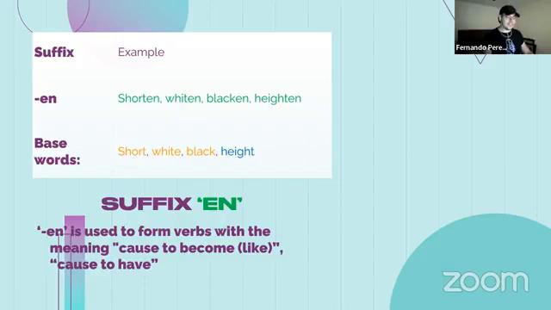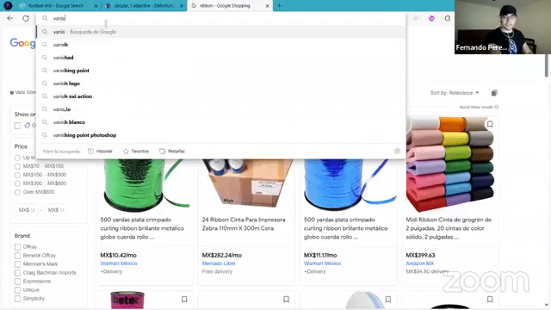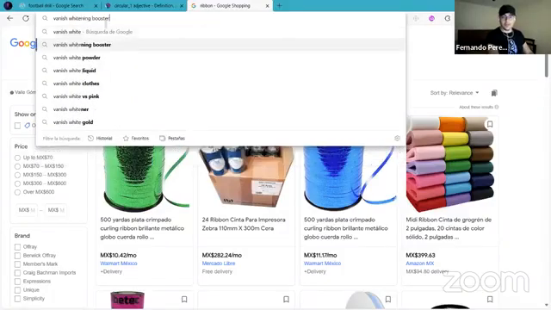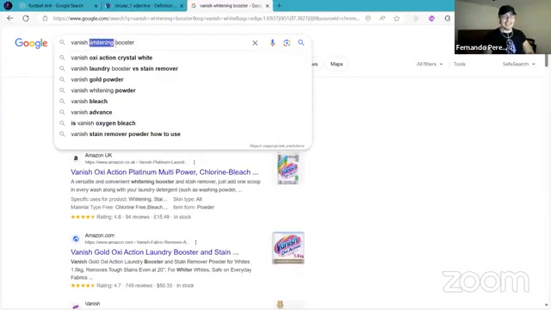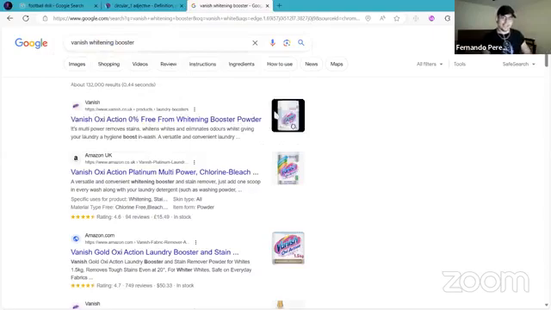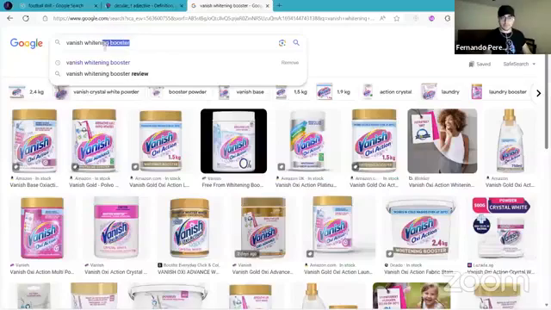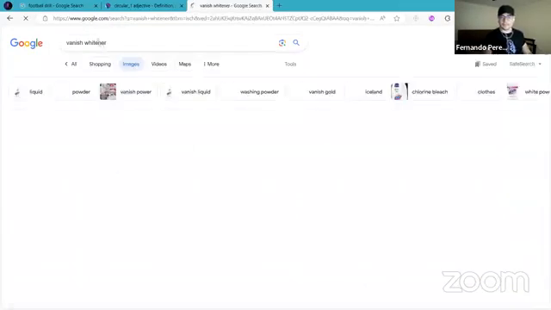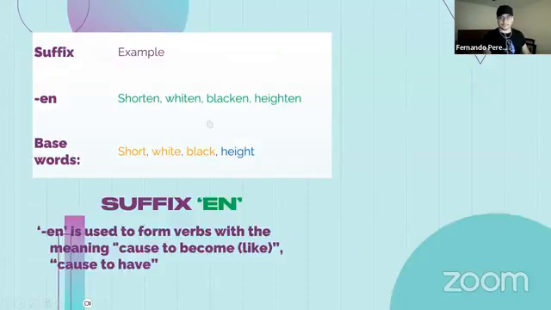Bleach is considered, if you see, for example, Vanish whitening booster. Look at the name. Whitening comes from the word whiten. Whitener is another word from the word whiten. It looks strange, but you can see the evidence.